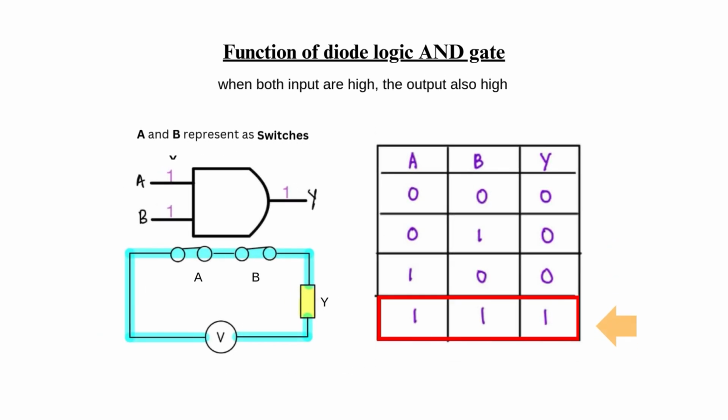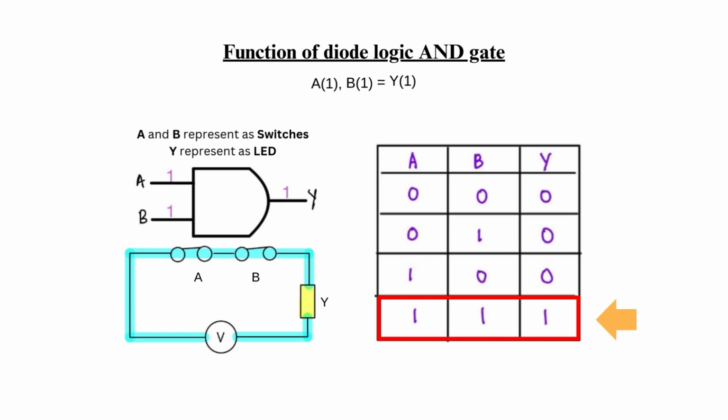Last one, when both inputs are high, the output is also high. As you can see, the LED turns on when both A and B are switched on.